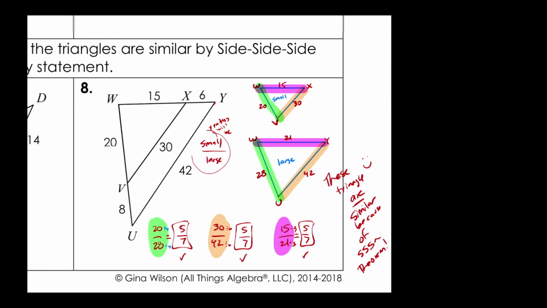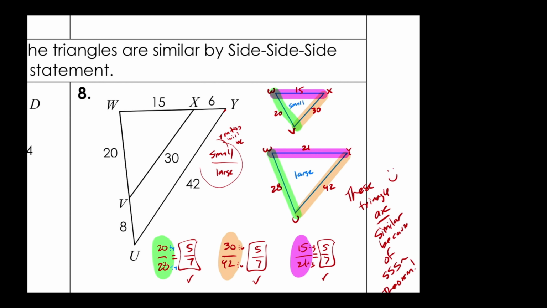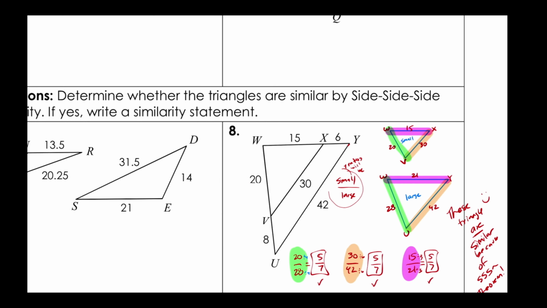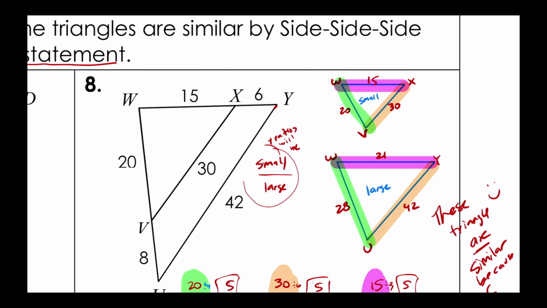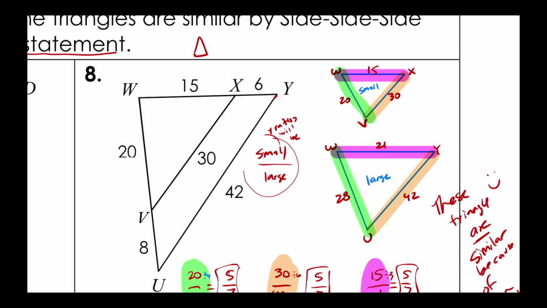We're not done now. Now we have to do one more thing. We have to give our similarity statement, right? We have to say triangle blank, blank, blank is similar to triangle blank, blank, blank. So let's write that up here. Triangle blank, blank, blank is similar to triangle blank, blank, blank.